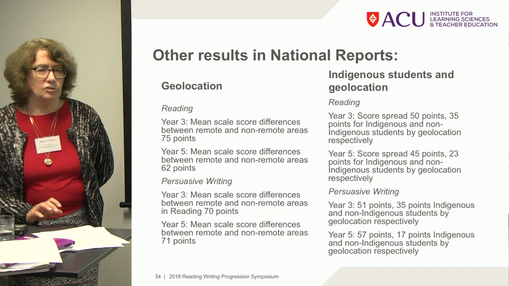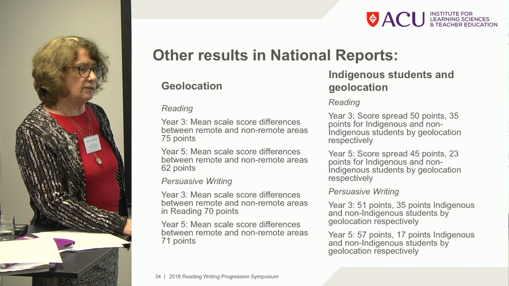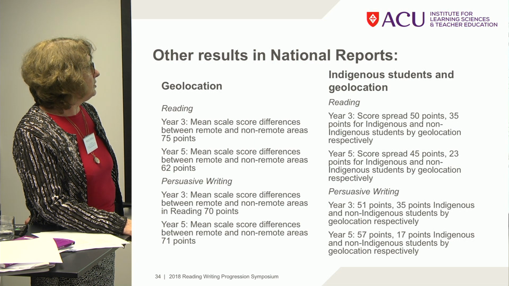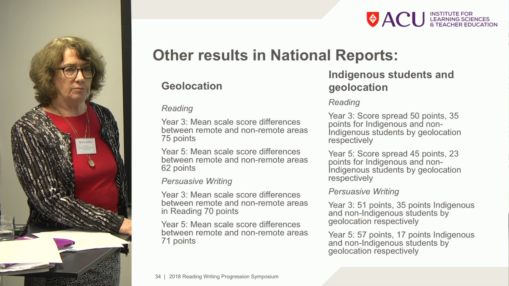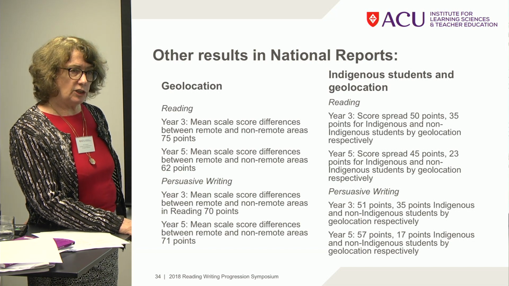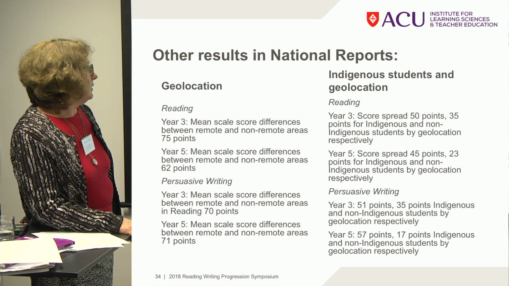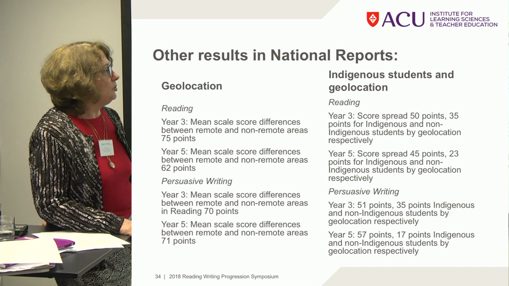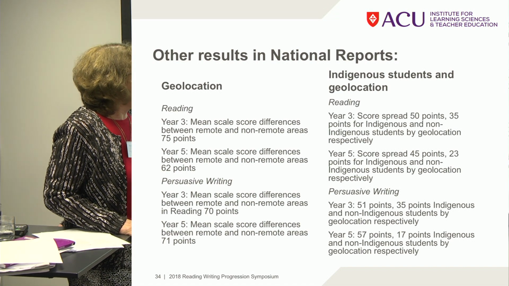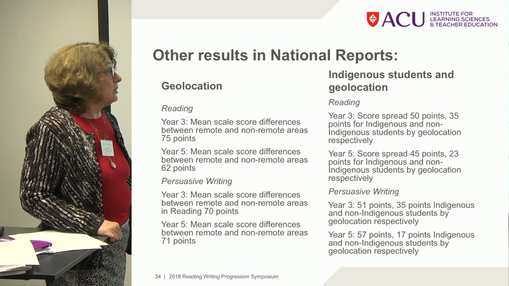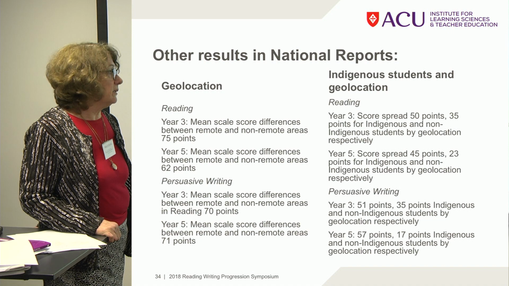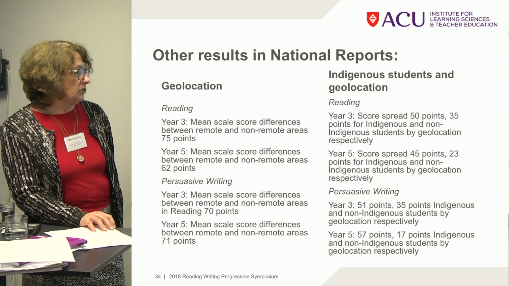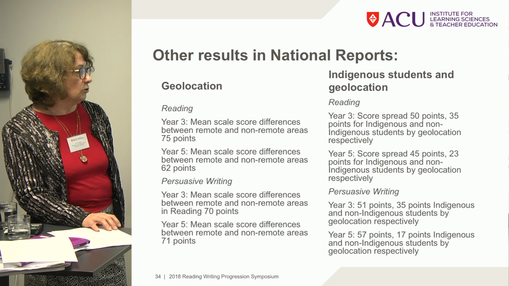And just the last thing is looking at geolocation, where students are in their schools. And what we see for Year 3 reading, the mean scale score difference between remote and non-remote areas is 75 points, which if you think about those previous means is a fairly large gap. For persuasive writing, 70 points. And similarly for Year 5. And for Indigenous students in geolocation, you start to get a bit of evidence of difference there. Not statistically significant in these numbers, but they're just bigger. Year 5 persuasive writing, the gap between Indigenous and non-Indigenous students is quite large for the different areas.